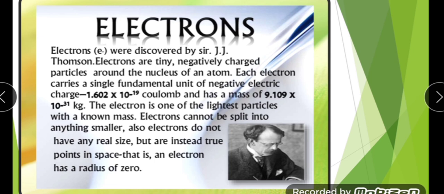Also, electrons do not have any real size; they are true points in space, that is, the electron has a radius of 0. That means the mass of the atom depends on the protons and the neutrons in the nucleus, because the electron's mass is very negligible.